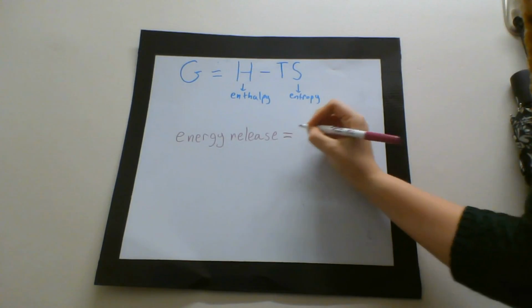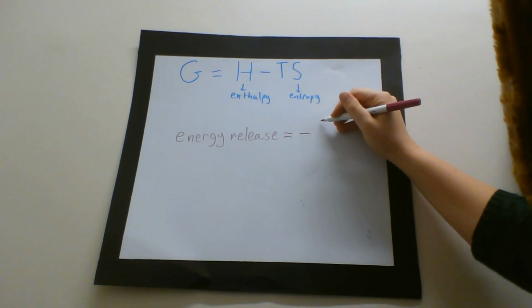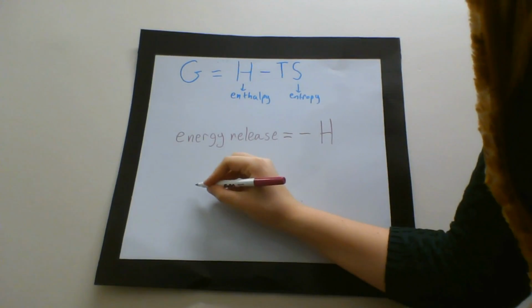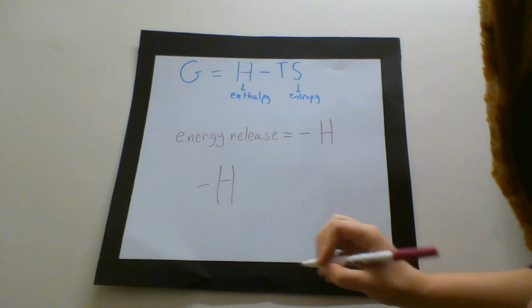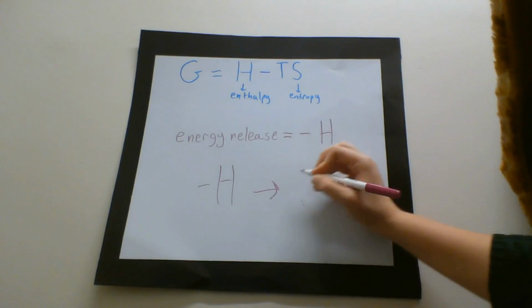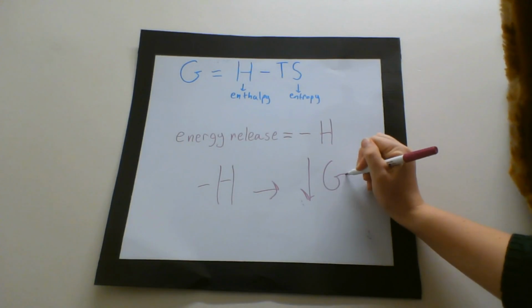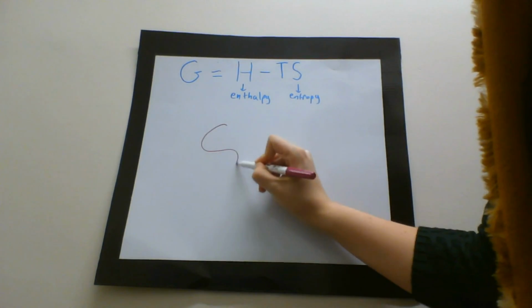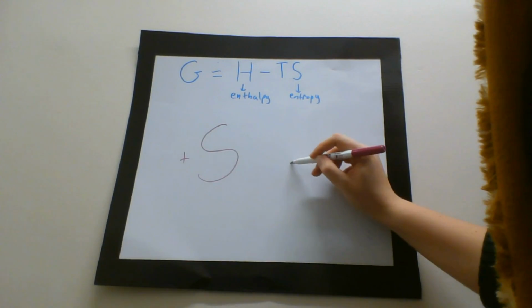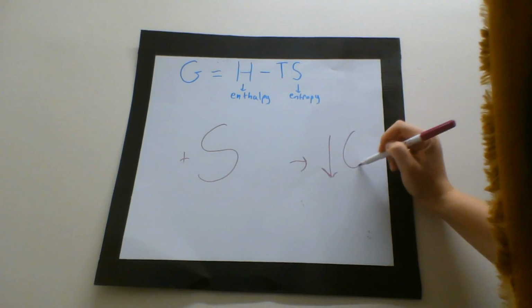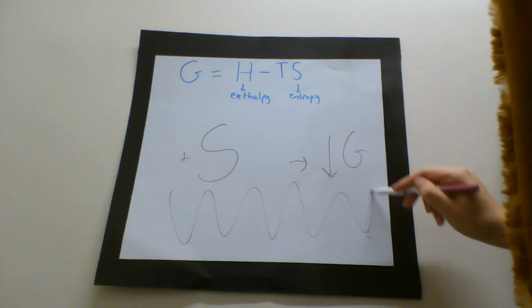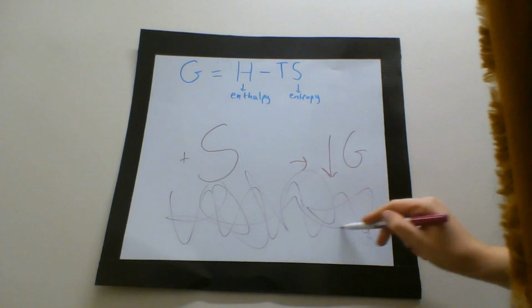In the equation, that means that when heat is released in a reaction, the enthalpy is negative, thereby contributing to the spontaneity of the reaction by driving G down. On the other hand, entropy contributes to the spontaneity of a reaction only when it is positive, meaning that the reaction makes the system more disordered.